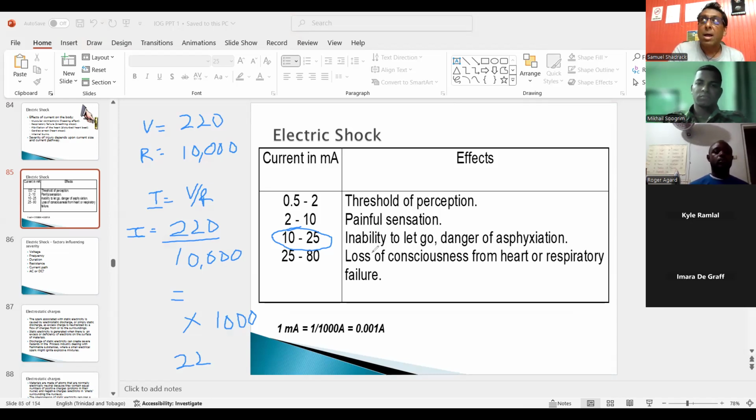And if the person remains in contact, like in Guyana, just this year, there was a mechanic who got electrocuted. His supervisor saw him, tried to get in contact with him, and was also electrocuted. I don't think the supervisor died, though, but I know the worker died.